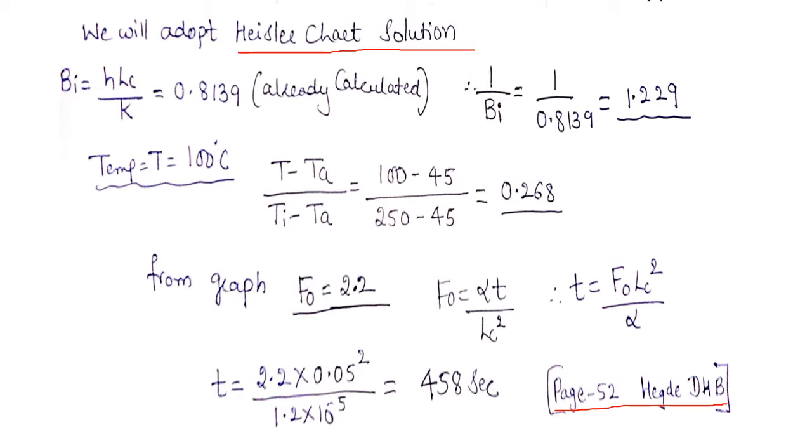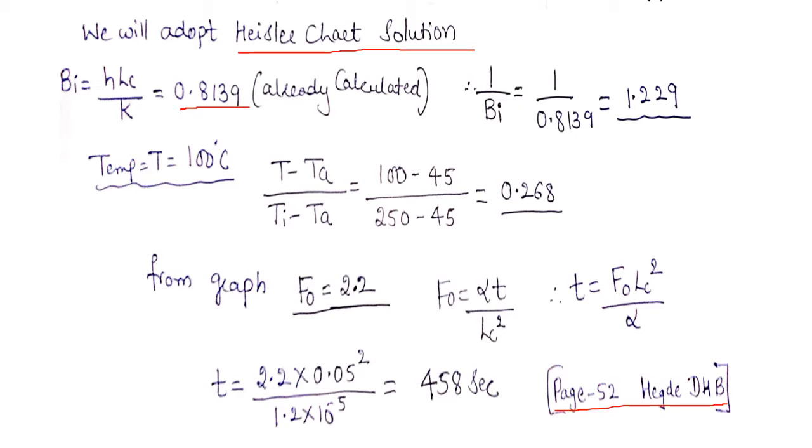Totally for a plane slab, there you are going to see three graphs. All three graphs I have explained in this video only, one by one. In the graph, let us calculate once again. Already we have calculated it. This Biot number is given by h into Lc divided by k. That value we have already got as 0.8139.